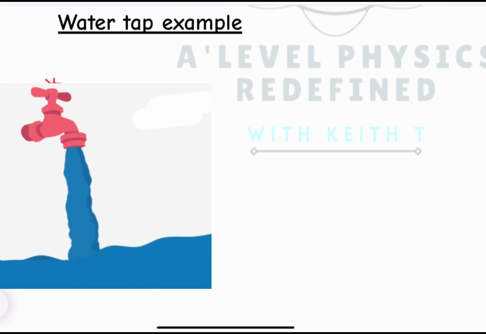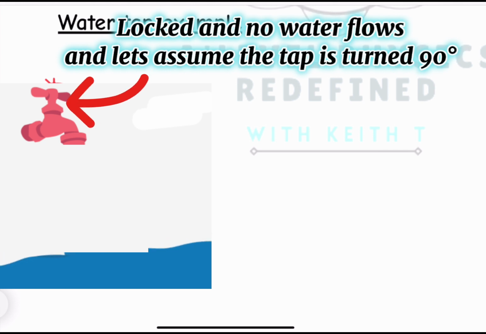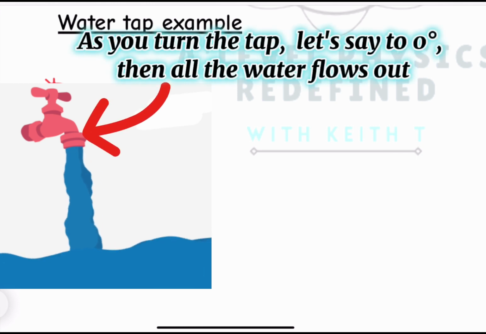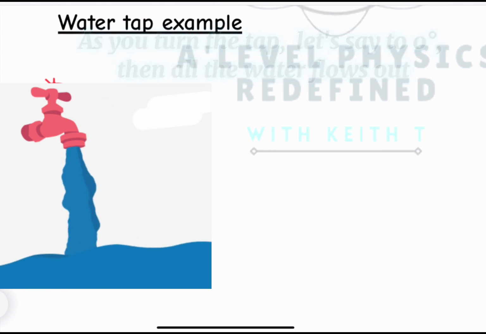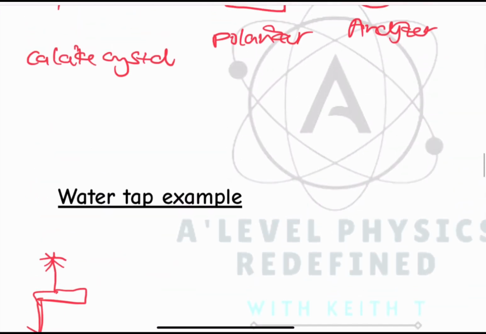Let's assume that this knob can only be turned 90 degrees. If it's locked, no water is coming through. If you open it, it becomes vertical, and as it becomes vertical, all of the water flows through. So this is how the intensity of the water changes. As you open the tap, all the water passes through. As you close the tap, no water passes through, but there can be intermediates in between. This is the same with Malus' law.